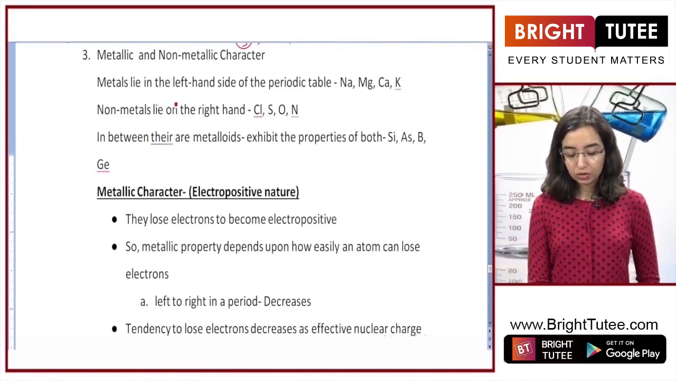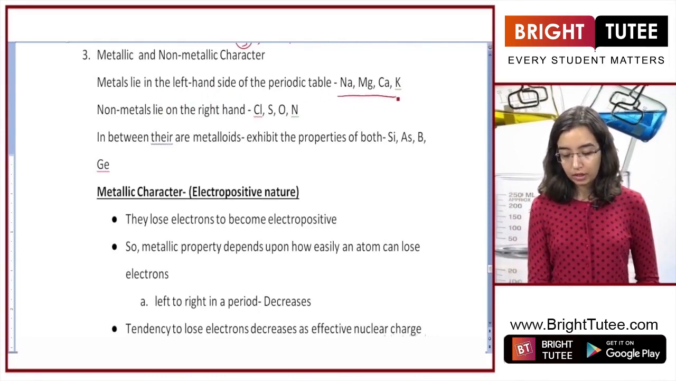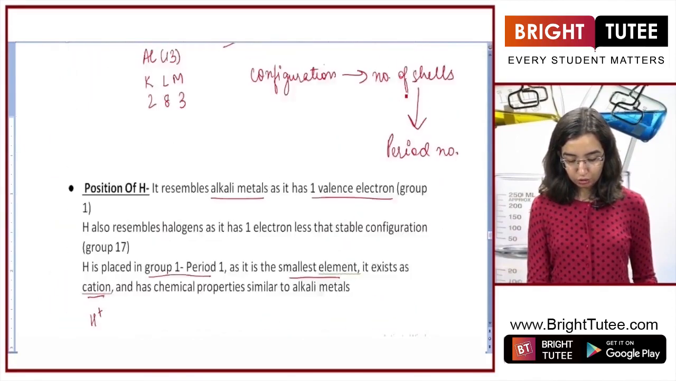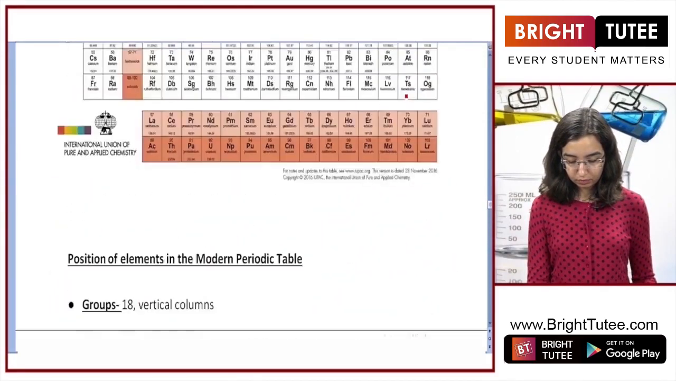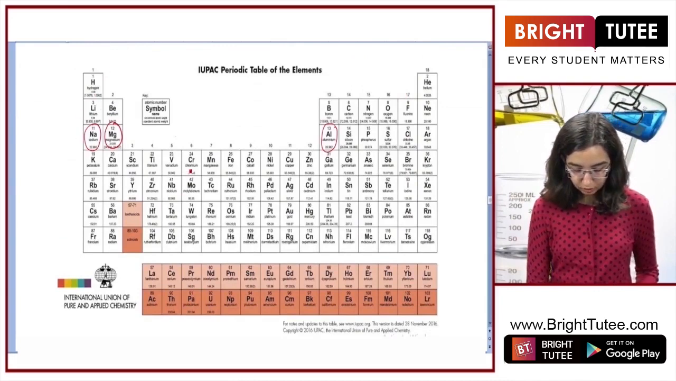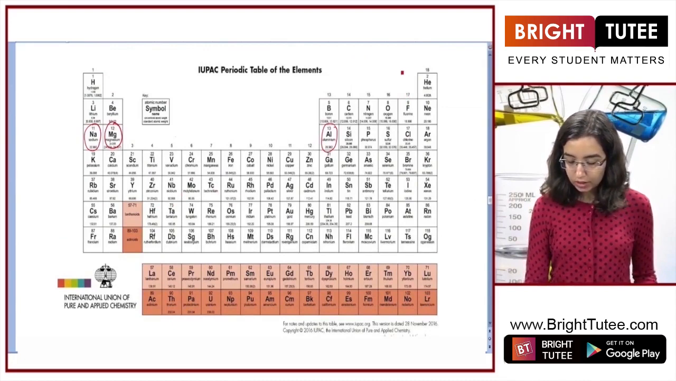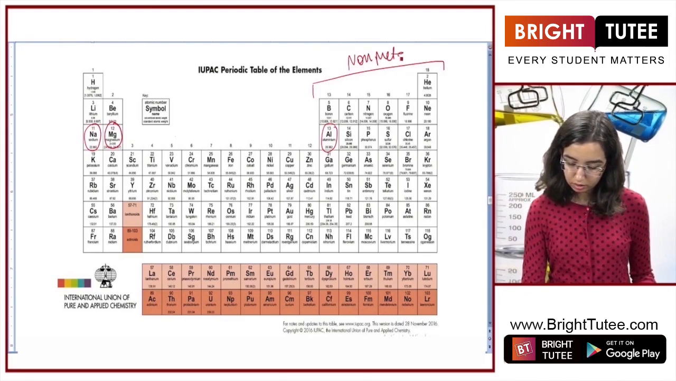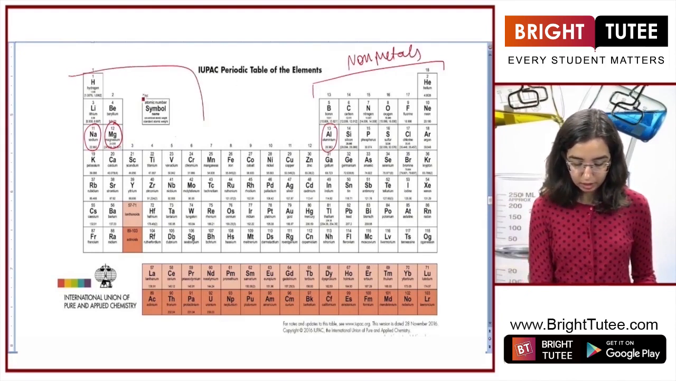So metals, as you see in the periodic classification, lie on the left-hand side of the period. Sodium, magnesium, calcium, potassium, they all lie on the left-hand side. I'll show you. So you see all these are metals and they all lie on the left-hand side. Whereas on the right-hand side, we have the non-metals. So here we have the non-metals, and on this part, we have the metals.